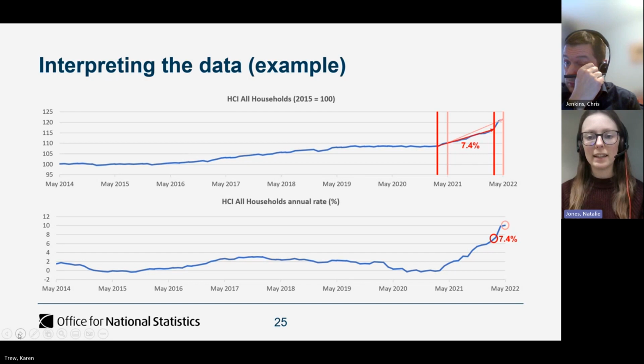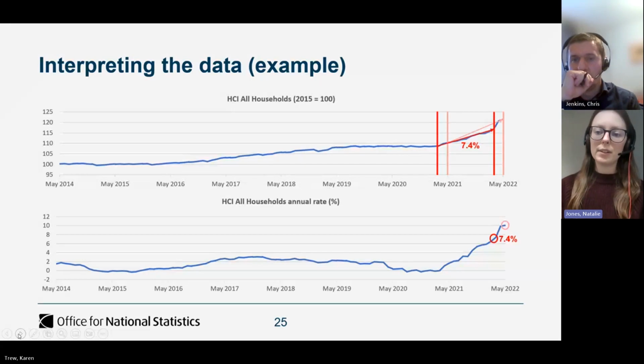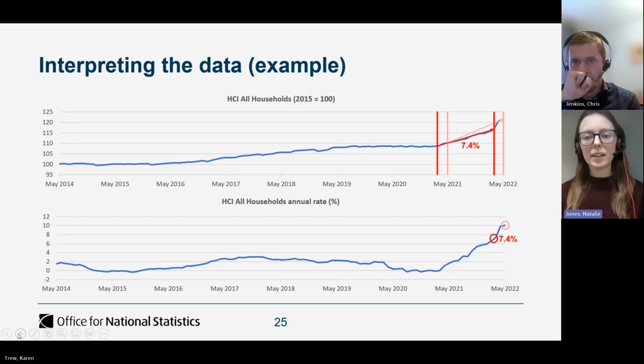If you were to look at a slightly earlier month, you would then also look back in time at that same month in the previous year. So in this example, the index grew less than in May 2022 at 7.4%.